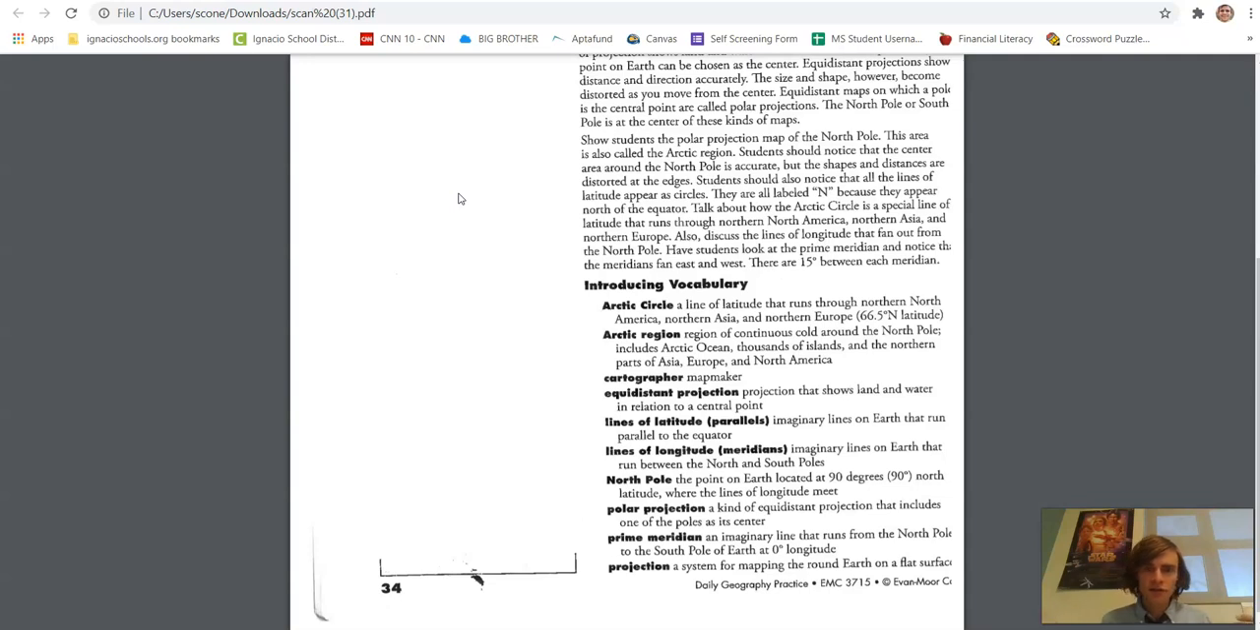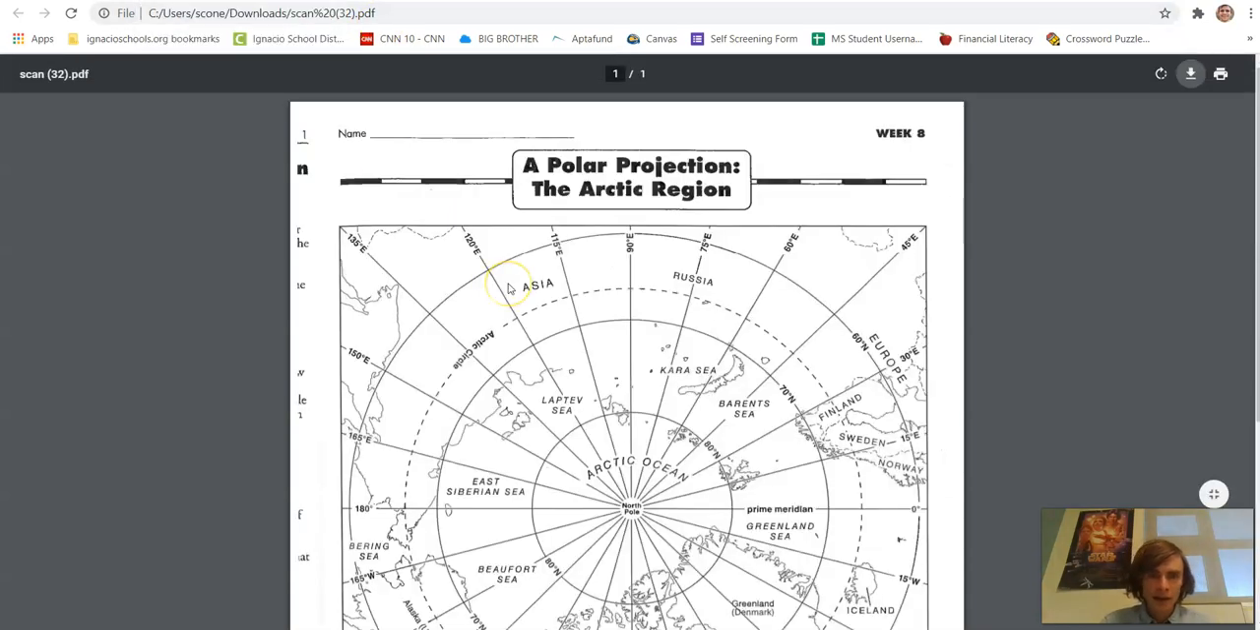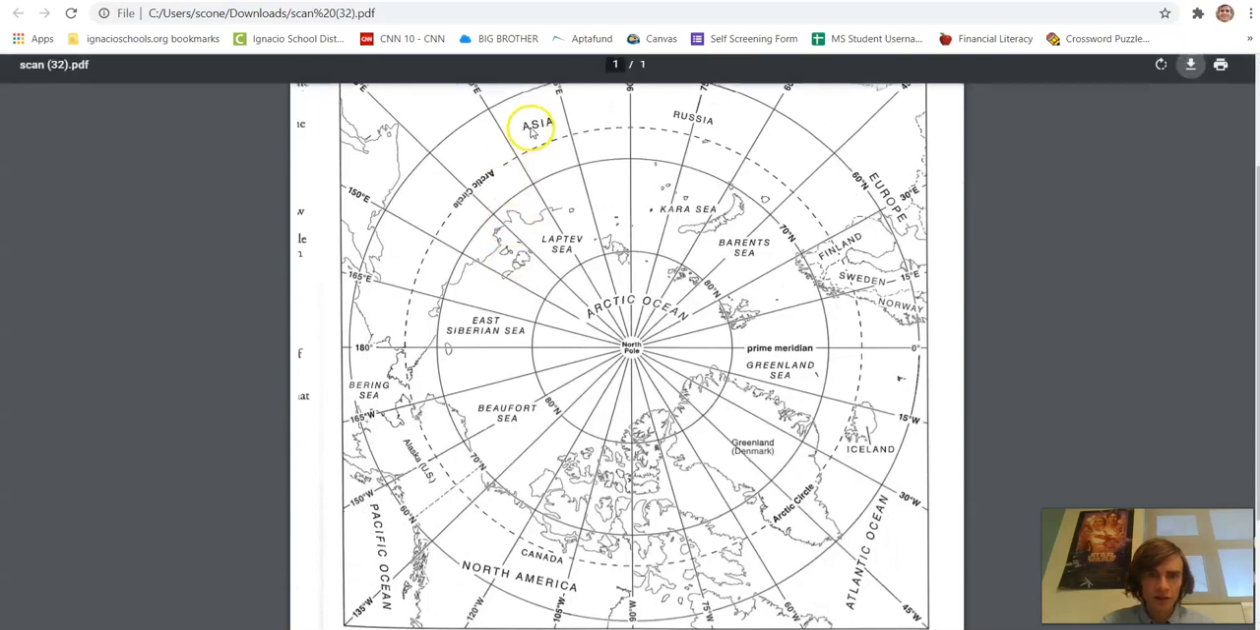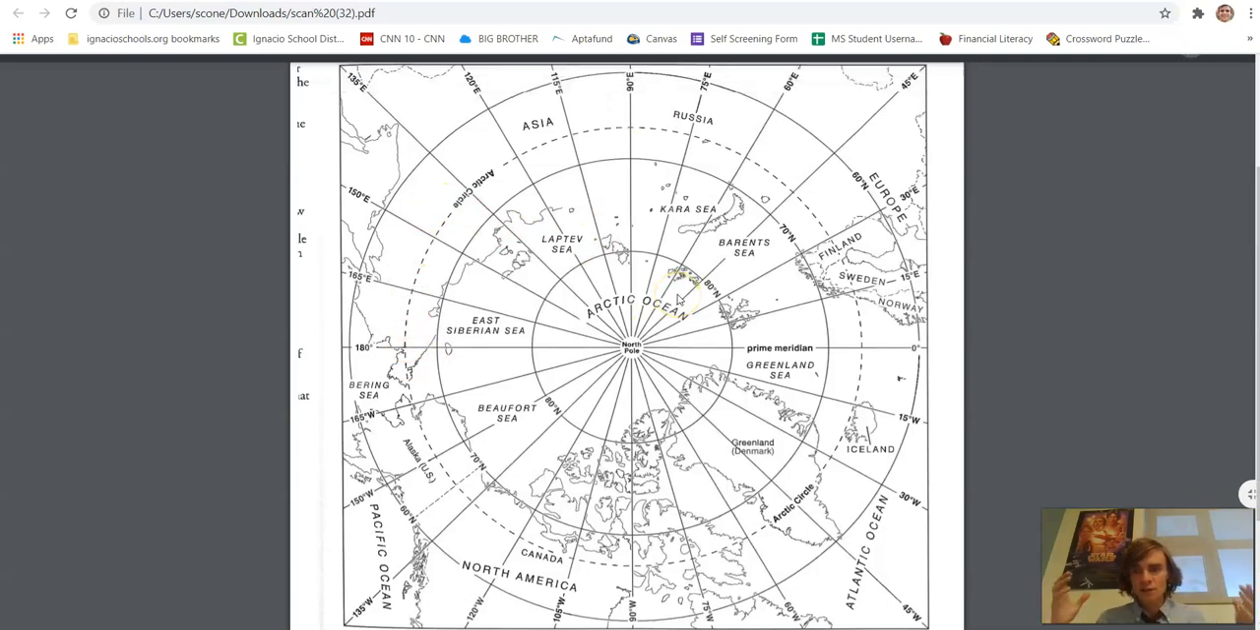The Arctic Circle is a term that describes the line of latitude which runs through northern North America, northern Asia, and northern Europe at 66.5 degrees north latitude. On your map for this week, you will notice the Arctic Circle is this dashed line that runs through Alaska, Canada, Greenland, Europe, Russia, and Asia. That's the Arctic Circle.